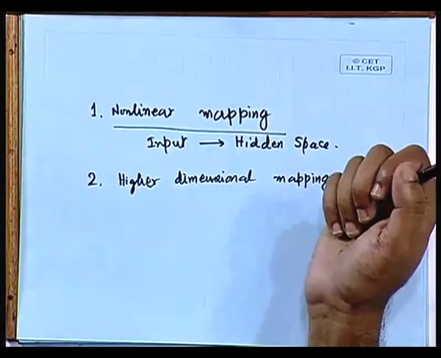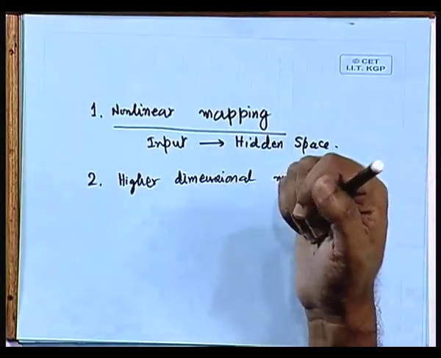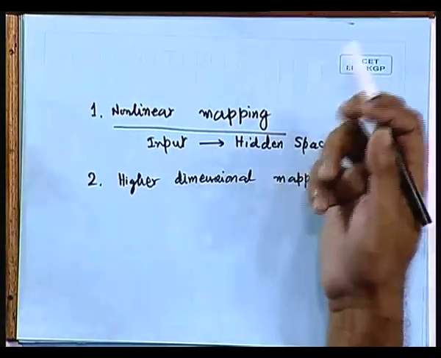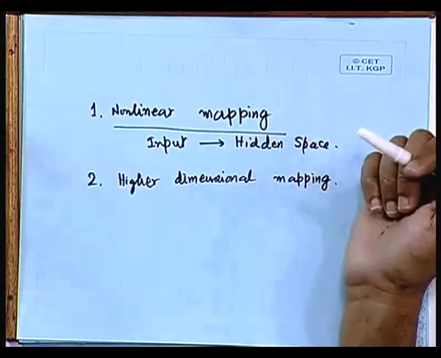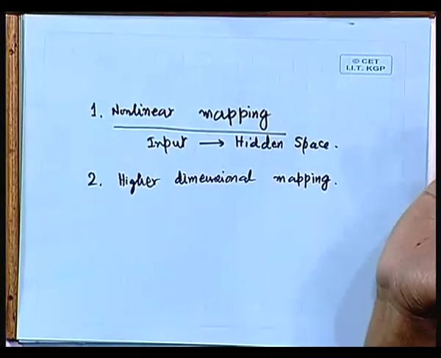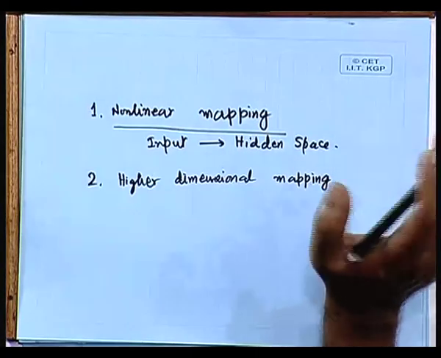Now, even if you do not decide to increase the number of hidden neurons, and you try to keep the dimensionality of the input space and the dimensionality of the hidden space the same, the essential point is that there should be a nonlinear mapping. Nonlinear mapping is very essential, even if you keep the dimensions the same. If you are performing a proper nonlinear mapping, in that case it is possible to have a separation.